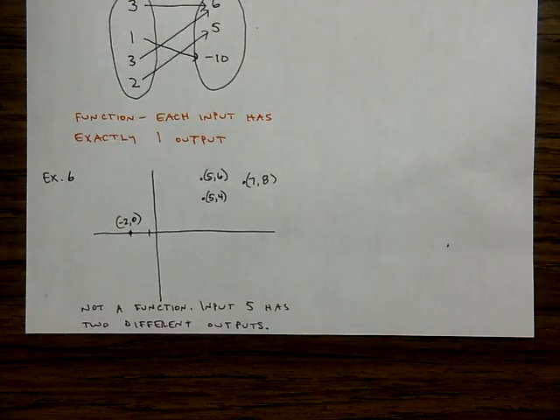Now, there's another way to tell from a graph if a relation is a function, and that is something called the vertical line test. Hopefully you remember something from that from Algebra 1. So the vertical line test essentially says this. If I can draw a vertical line anywhere on this graph, and it does not touch more than one point at a time, then it passes the vertical line test, which means the relation is a function. However, if I can draw a vertical line through more than one point, then that means the relation is not a function.